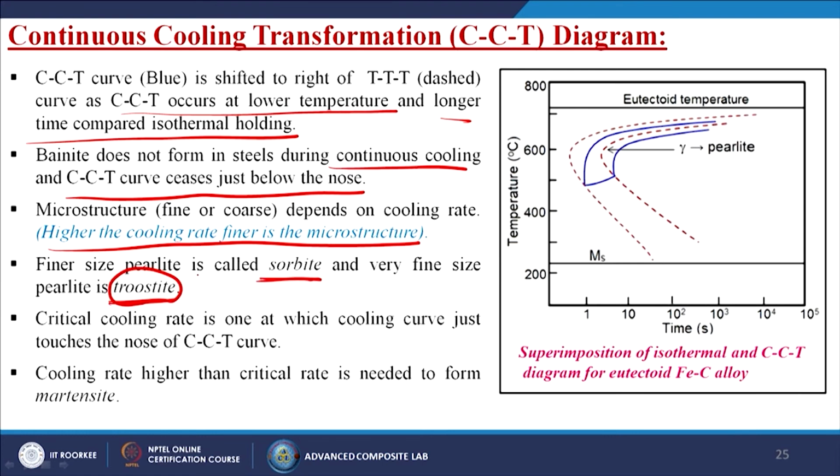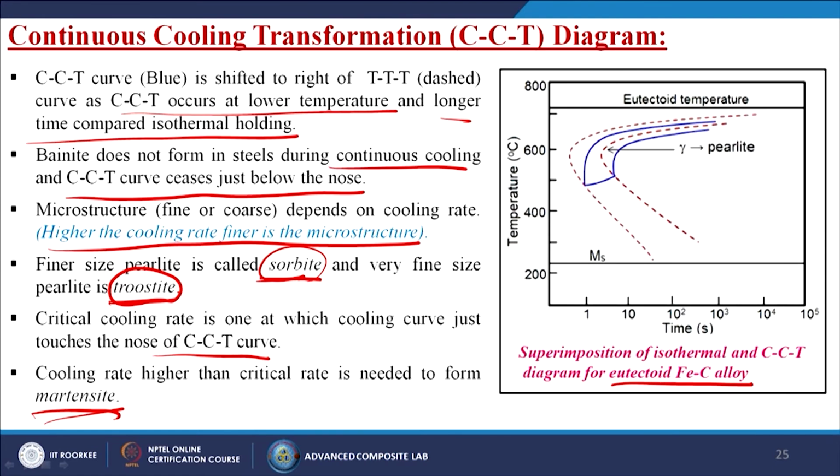So, fine pearlite is called sorbite and very fine pearlite is called troostite. Critical cooling rate is one at which the cooling curve just touches the nose of the CCT curve. A cooling rate higher than the critical rate is needed to form martensite. So, it is the superimposition of the isothermal and CCT diagrams for the eutectoid iron carbon alloy.